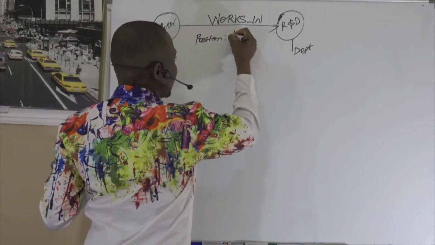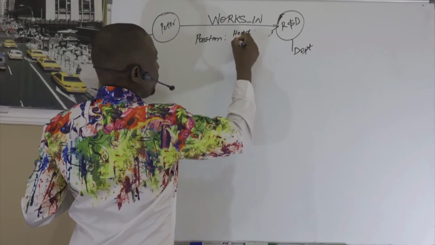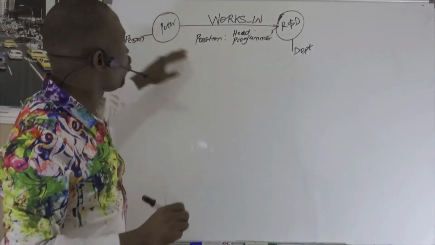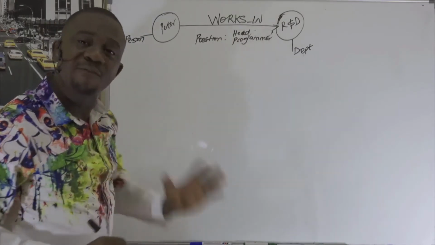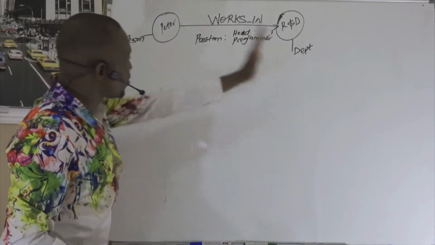It works as what? The head of department, okay? And it's also what? A programmer. Okay? This is the position of this guy who works in this department. If you want to show this with Cypher, how will you generate the relationship?